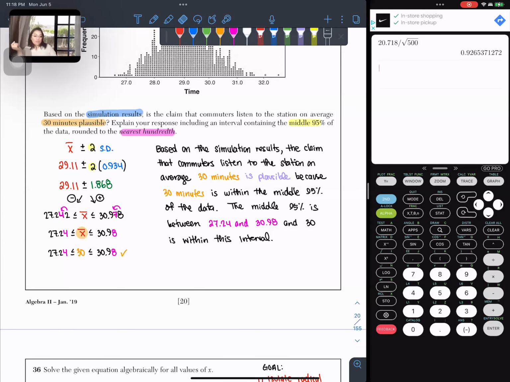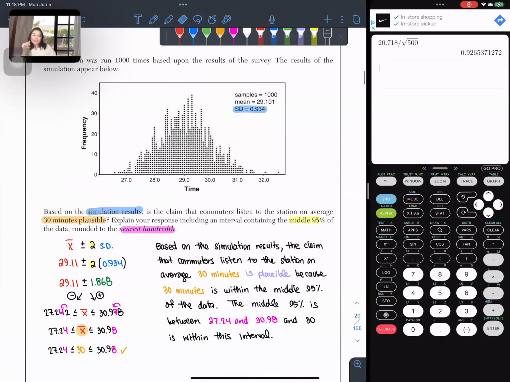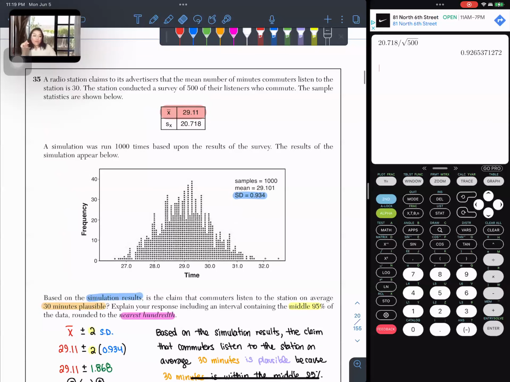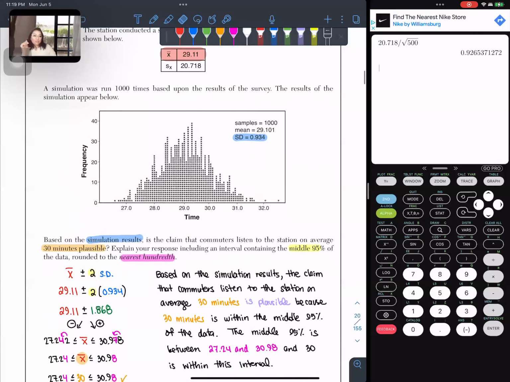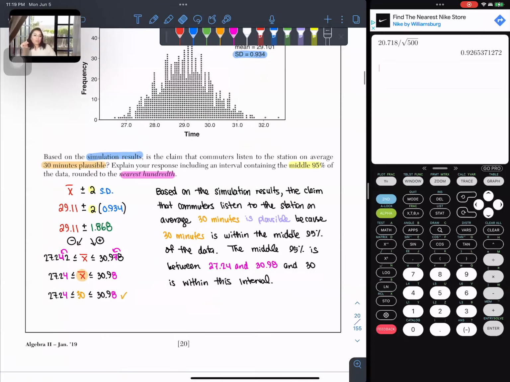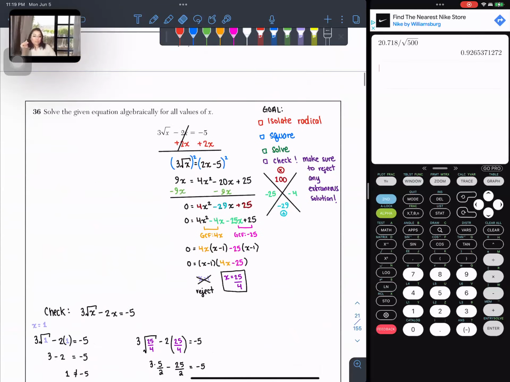So that's that. You know what, if you did what we did in class, which is calculate the standard deviation and then doubled it and then subtracted from the mean, I think that should be okay too, because they're actually relatively close to each other.